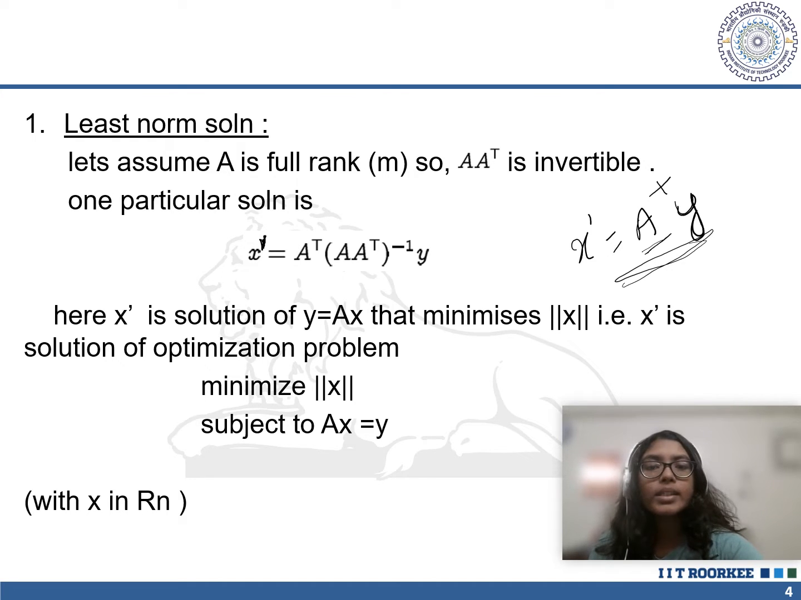This A pseudo inverse value is generally called the Moore-Penrose pseudo inverse. And here x dash is the solution of y equal to Ax that minimizes the norm of x. That is, x dash is the solution of the optimization problem which minimizes the norm of x subject to Ax equal to y. Here Ax equal to y is the constraint. We need to minimize x given Ax equal to y. This is the meaning of this statement.